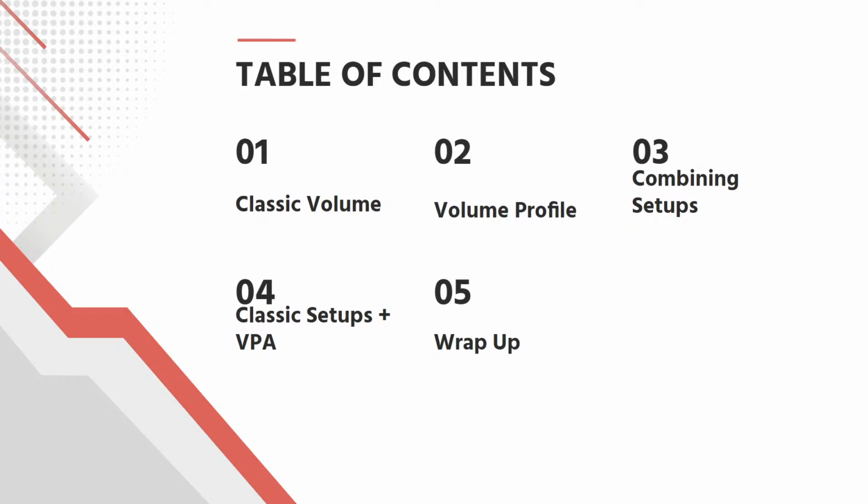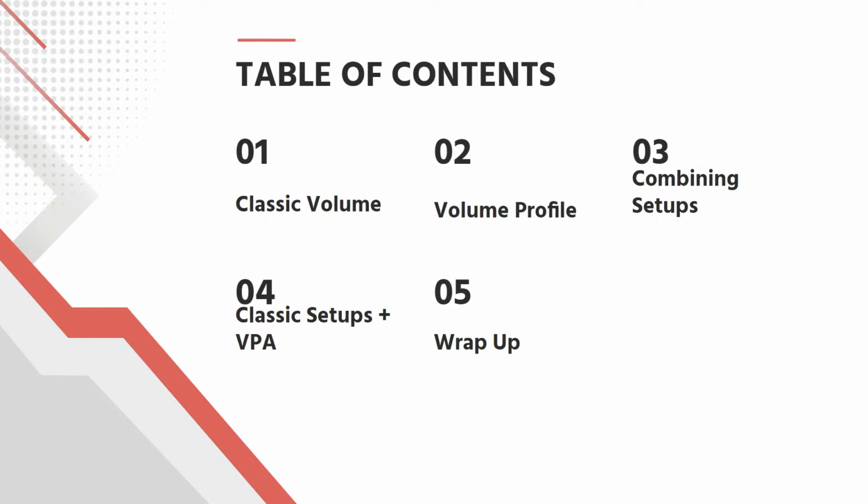Number 1 is going to be classic volume. So setups for classic volume, setups where OG volume is going to be the main reasoning that we're talking about. Number 2 is going to be volume profile. So volume profile is going to be the main reason that these setups work out. Number 3, combining setups. So when you have classic volume and volume profile and maybe price, we're going to combine them. Number 4, classic setups plus VPA.